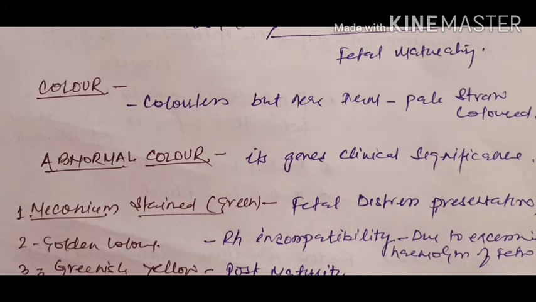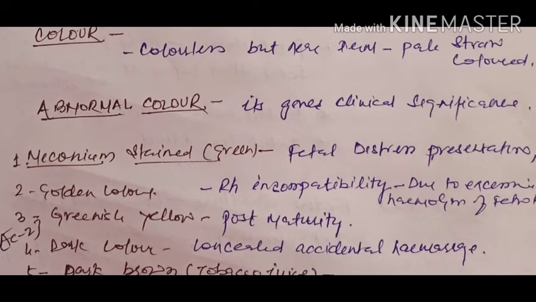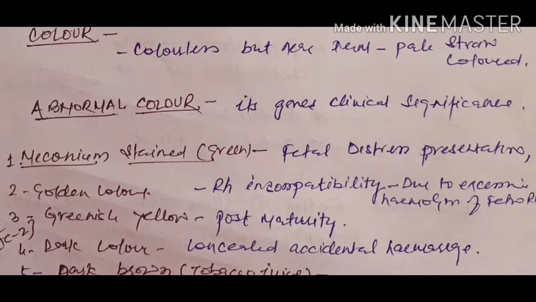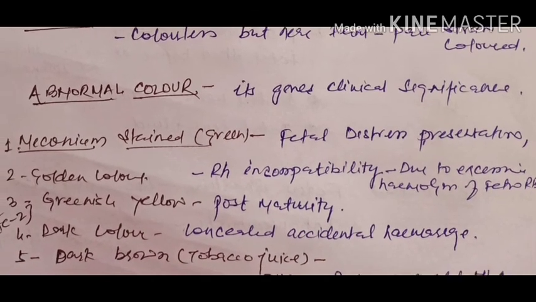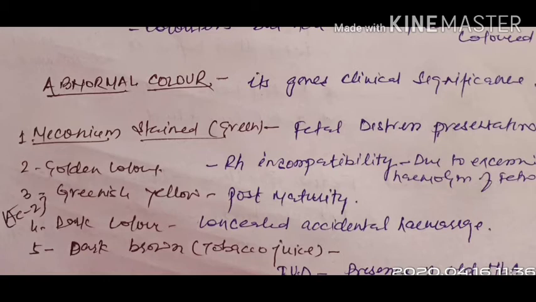And for the clinical importance, what is an abnormal color? It gives clinical significance by the appearance of the color. Number 1, meconium stain, green, due to fetal distress. Second is the golden color.